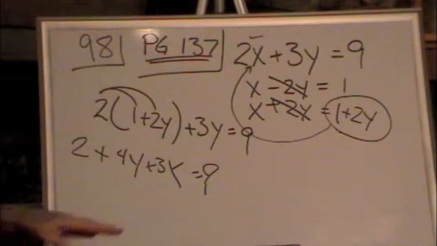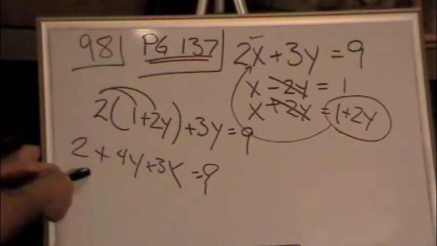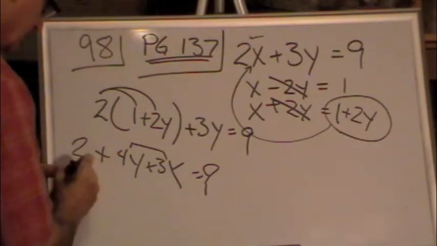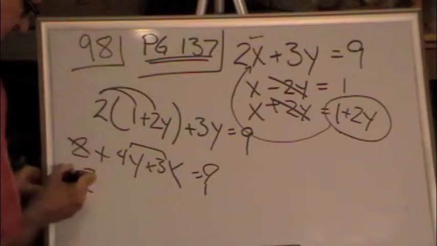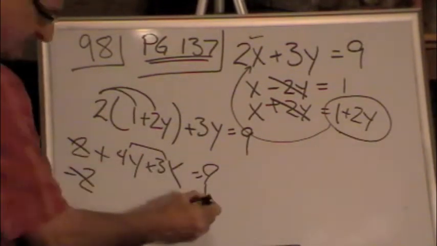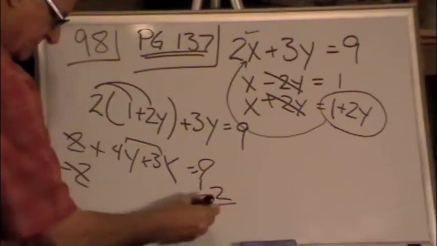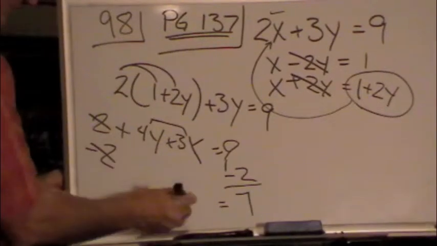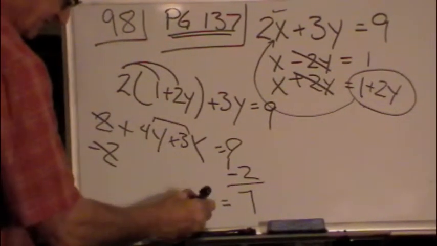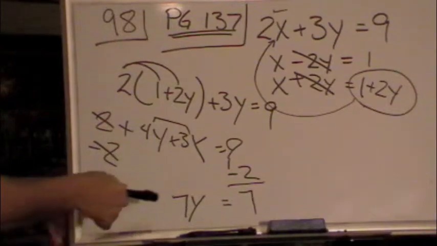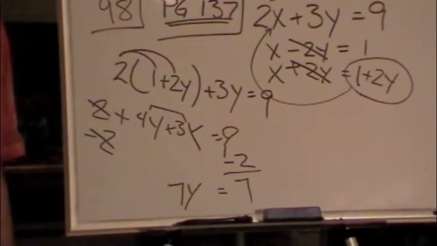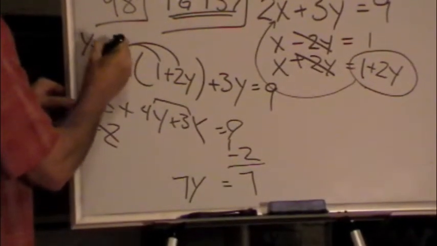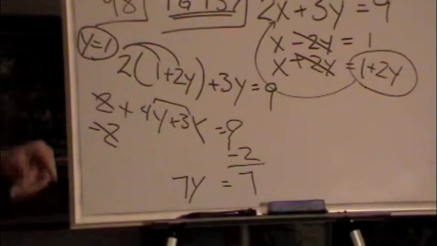Now, that's not what it may look like. Here we go. Let's move the 2. Opposite sign. What's that? 4y and 3y. 7y equals 7. 7 times some number gives you 7. Y equals uno. There you go.